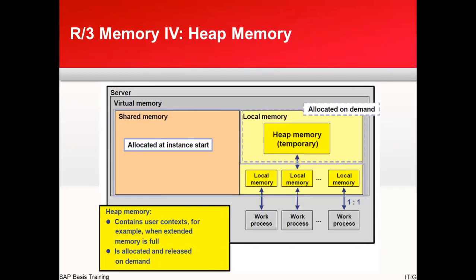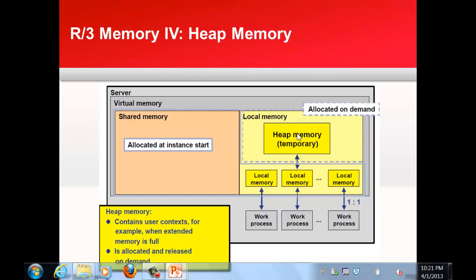Okay, then heap memory. You can see that this is the heap memory, which is the temporary memory. It contains the user context, for example when extended memory is full, and is allocated and released on demand. Okay, so we just saw the different types of memories in the system.